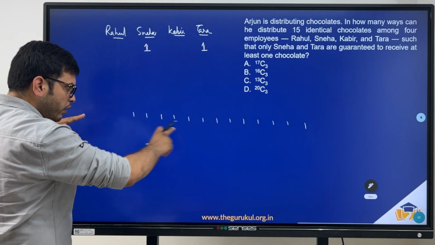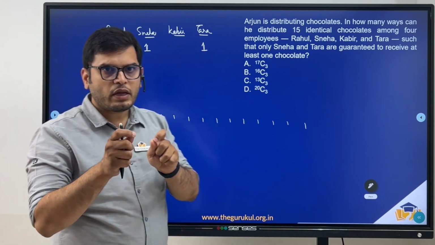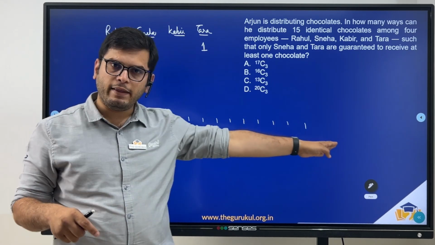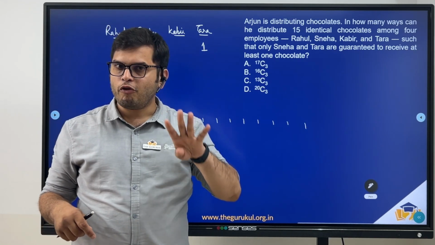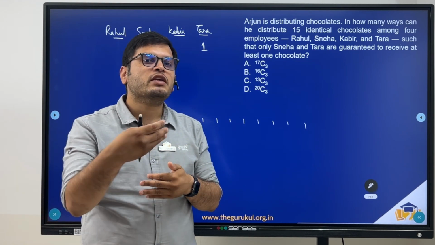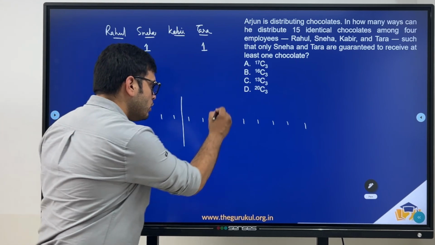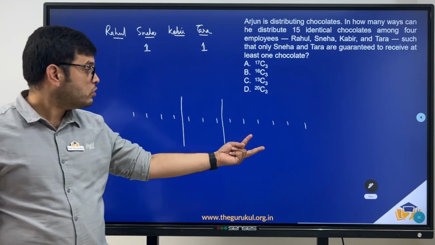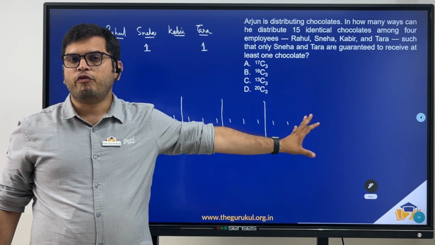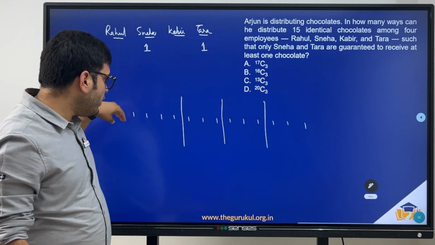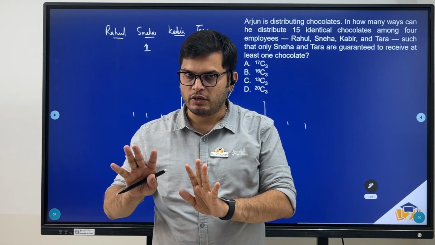Now we need to divide these 13 chocolates into 4 parts. Let us imagine that you have 13 chocolates lying on the floor and you want to divide them into 4 parts using sticks. How many sticks should be placed? If I place one stick here, you have 2 parts. Second stick, you have 3 parts. And if I place a third stick, you have 4 parts. So I can divide these 13 chocolates into 4 parts by placing 3 sticks.